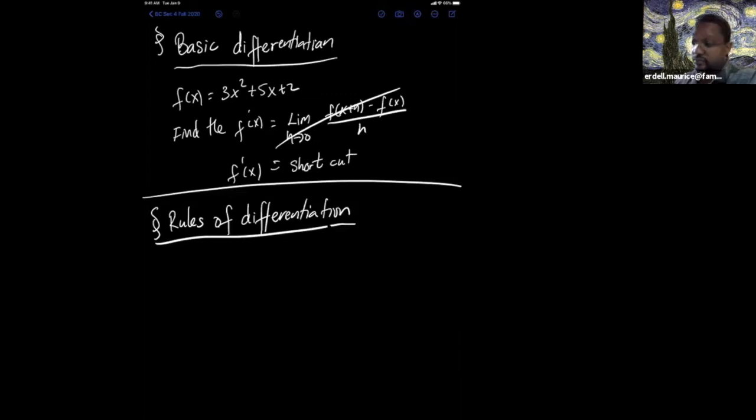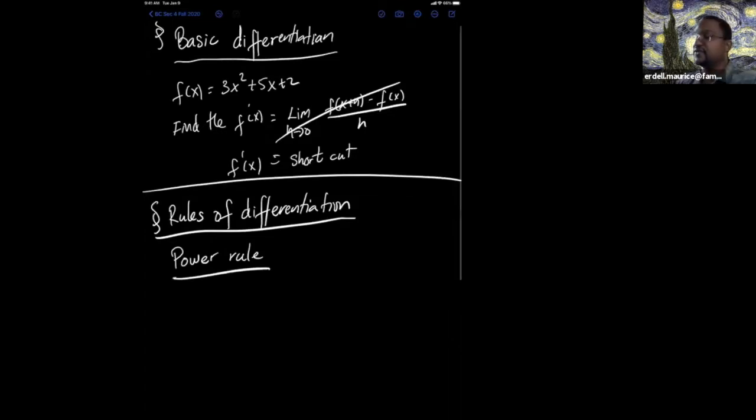The main rule of differentiation that we need to learn, and maybe the most important rule of differentiation, is called the power rule. It is the rule that almost all the other rules flow from.